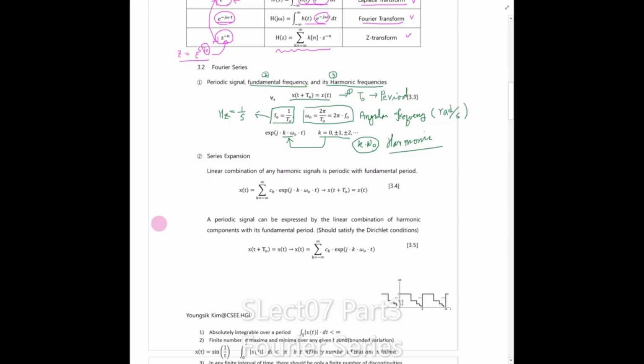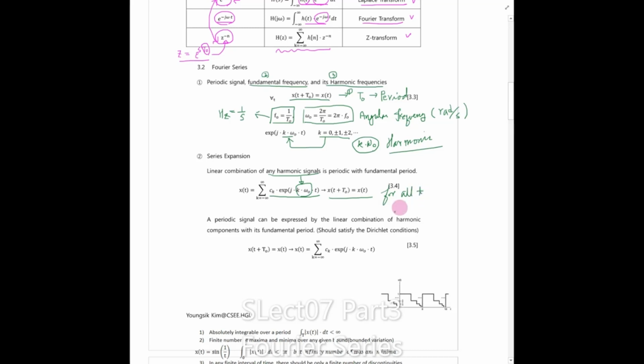The second topic is series expansion. I would like to explain about that. Suppose a signal is expressed by a linear combination of complex exponential functions. A complex exponential is a sinusoidal function. In that case, the complex exponentials have harmonic frequencies. So a linear combination of harmonic signals is periodic with the fundamental period. It means that x(t) is a sum of harmonic signal components. Then it satisfies these conditions for all t.